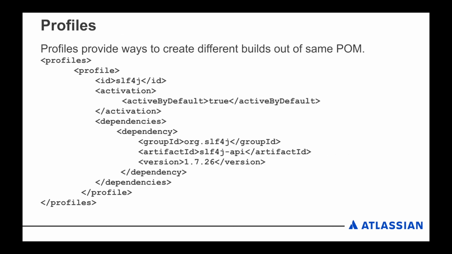So Maven supports profiles in order to create different builds out of the same POM. So you can differentiate your builds by using the same project object model, and you can define one of the profiles as active by setting the activeByDefault to true. So in this example, I am creating a profile with slf4j and defining a dependency just for that with slf4j API.